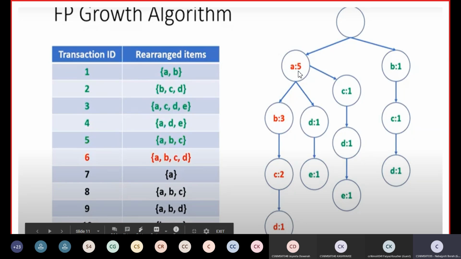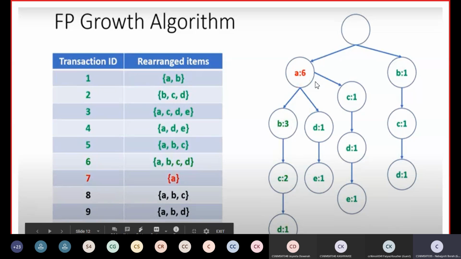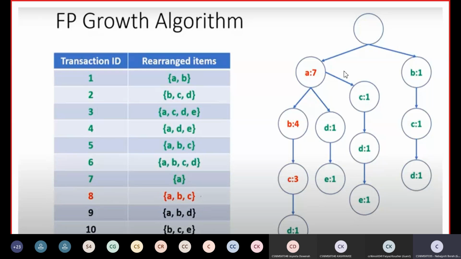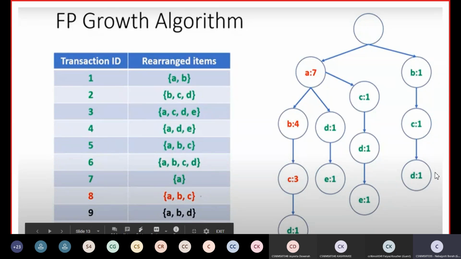Now again A, then increase the count of A to 8. No other node will be increased because there is a single A only. Nothing else is increased, only this one is increased to 6. Then I have again A, B, C. If you see a similar pattern A, B, C, this count will be increased: A to 7, B to 4, C to 3. Simply use the same patterns again.